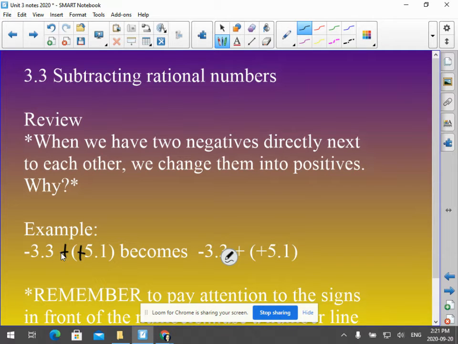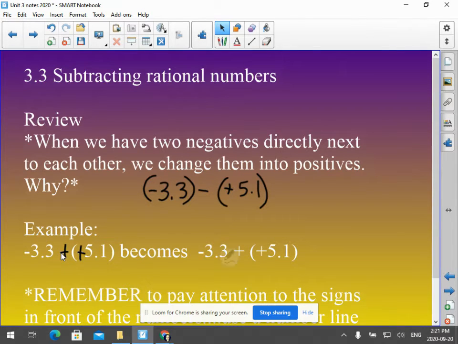Okay? So if it was negative 3.3 and I was subtracting positive 5.1, okay? And these brackets are there just to group things together. They're not needed. You don't have to put them, but you can if it makes it easier for you. You are always still going to be changing the symbol in the middle and the one that follows to its opposite. Okay, so that is the integer rule you need to remember.